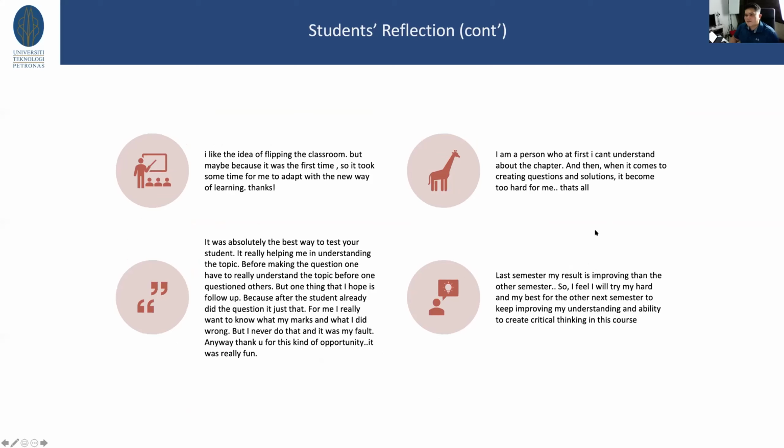So for this activity, do I give formative assessment? Yes, I do give some kind of scaffolding to the students. I give them some kind of questions, some kind of exercises, so that they can do them on their own before they come up with the questions.